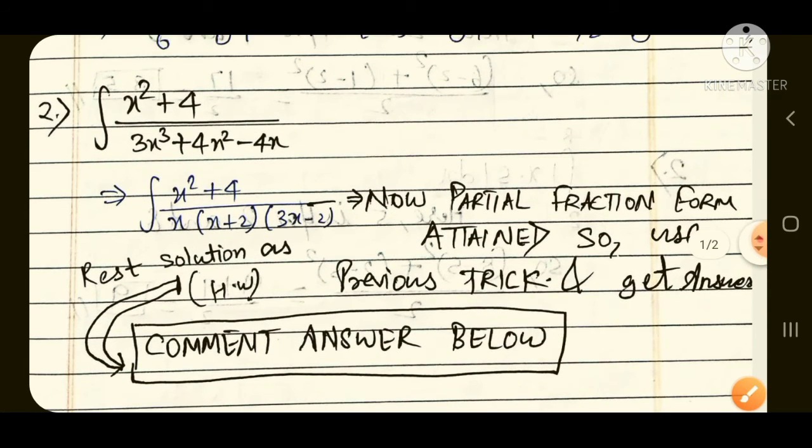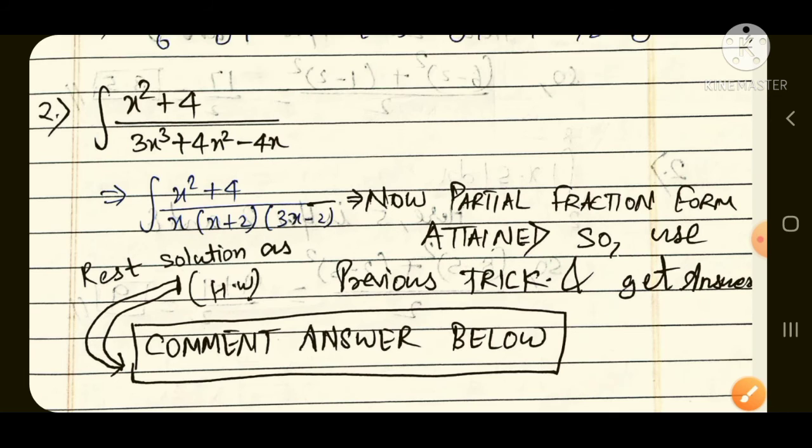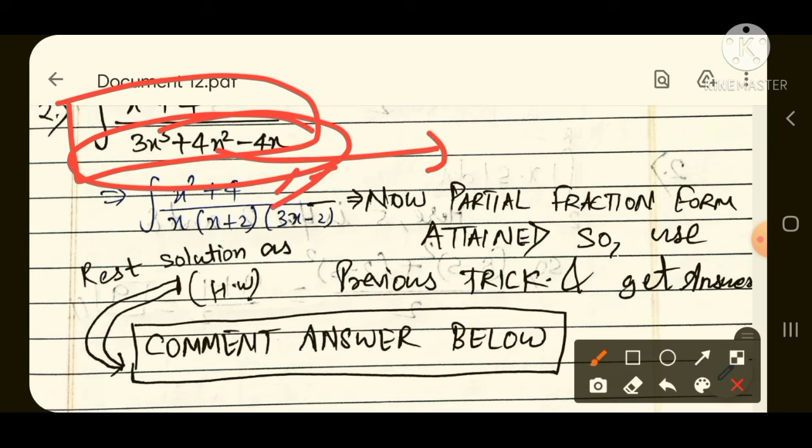Like, see, our second example is here. Integration of x square plus 4 by 3x cube plus 4x square minus 4x. So here what I told you, for the partial fraction checking, the denominator cannot be factorized, but here it can be factorized. So firstly we will convert this equation into partial fraction, and we can convert it, and we got this one, x square plus 4 by x into x plus 2 into 3x minus 2. Now we got this as partial fraction, and now we will apply the previous trick which I told you earlier. You can apply the trick.